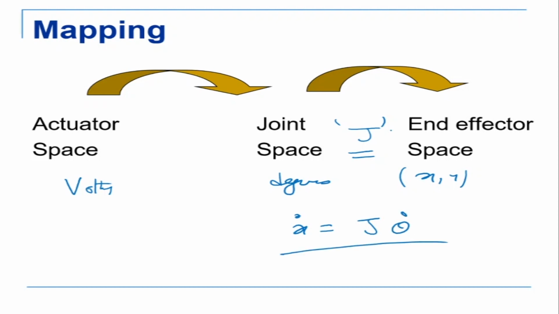Now, this mapping can be very funny. In case J is non-square, so it can be m by n, there is also a null space. Some of the velocities that you give to the actuator can go to the joint space, and from the joint space they can go nowhere; they go into the null space. So it's very important to understand how the mapping of J works and how the transformation takes place between joint space and end effector space.